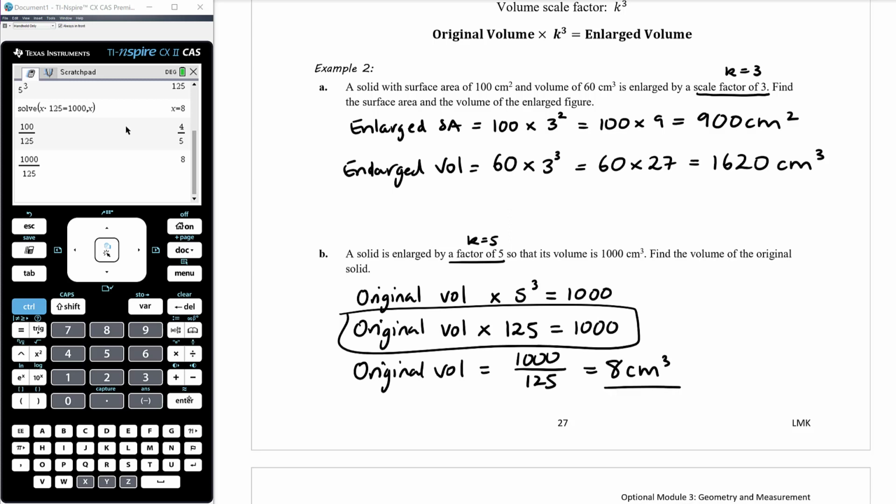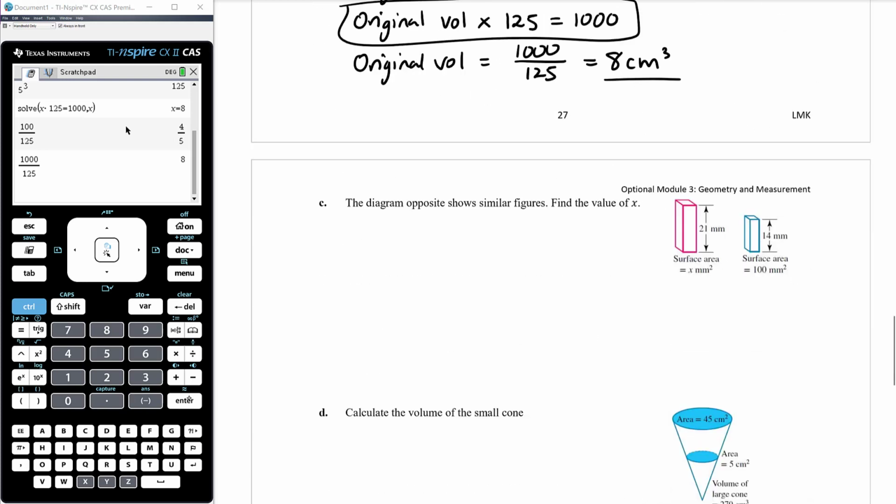We enlarge all the side lengths by a factor of 5, which means we enlarge the volume by a factor of 125, and so the enlarged volume is 8 times 125, which is 1,000.